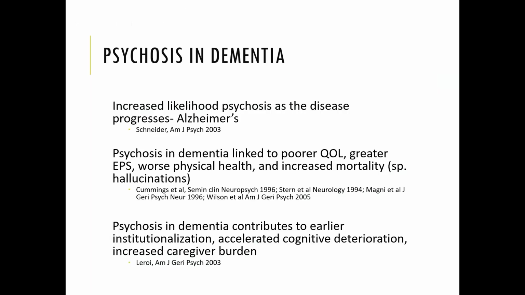The big thing to recognize for Alzheimer's disease is that as the disease progresses, usually starting in the moderate stage, the likelihood of psychotic symptoms increases. It's pretty rare to see it early in the disease. But if you do see psychosis in dementia, it is linked to poor quality of life, greater extrapyramidal symptoms, worse physical health, increased mortality, earlier institutionalization, accelerated cognitive deterioration, and increased caregiver burden. So these patients often require more care, and you're going to be ready for a progressive illness.